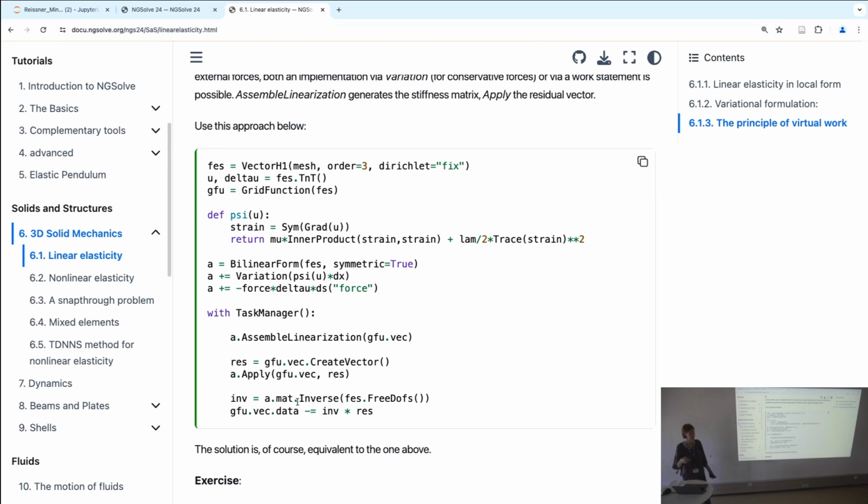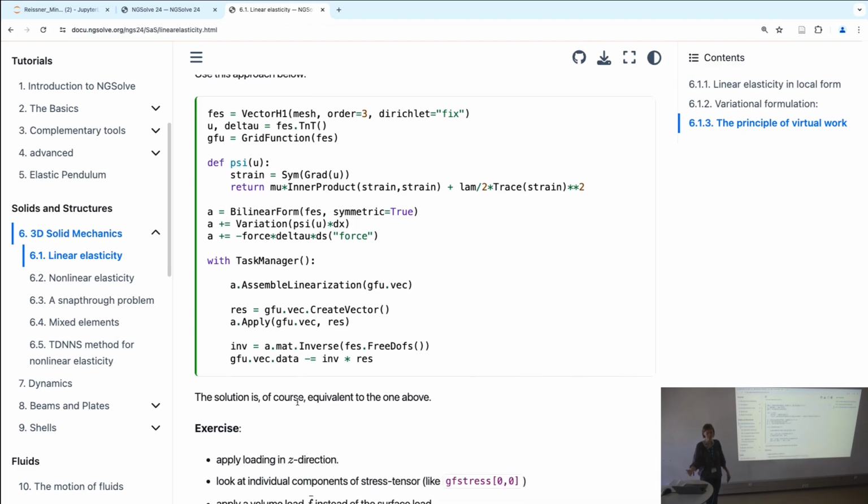If direct solver or preconditioning, it's not so much relevant. And then in the end, of course, we get the same solution. It's an equivalent formulation of the problem. Okay. Questions so far?